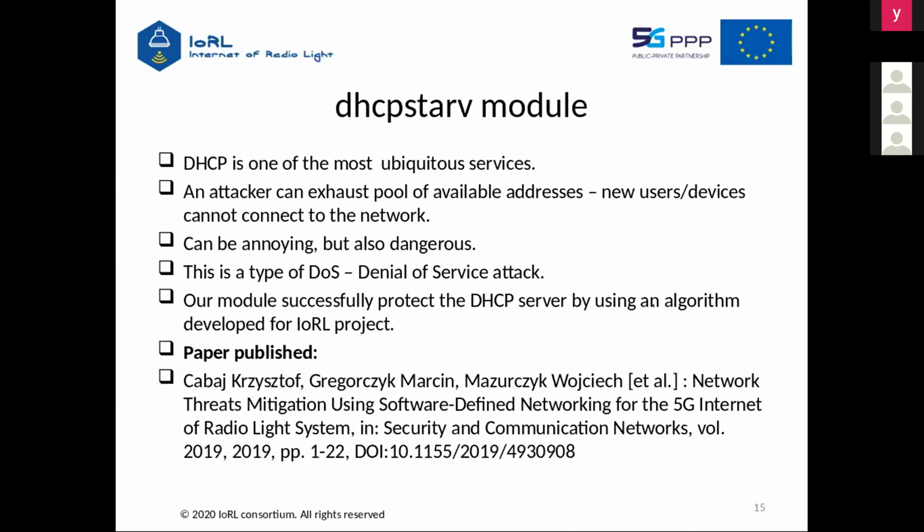Second security module, DHCP starvation. DHCP is one of the most common network services. If an attacker exhausts the pool of available IP addresses and users cannot connect to the network, it can be very annoying, but also very dangerous because the network cannot work as designed. So this is a type of denial of service attack. We created an algorithm developed specially for the IoRL project to countermeasure this security threat. Also, we published another paper. So if you are interested, you can read it.